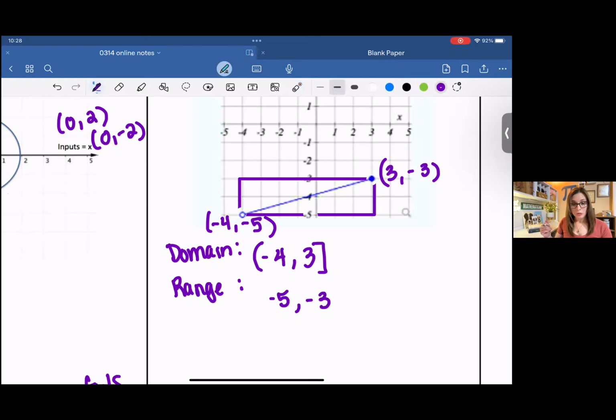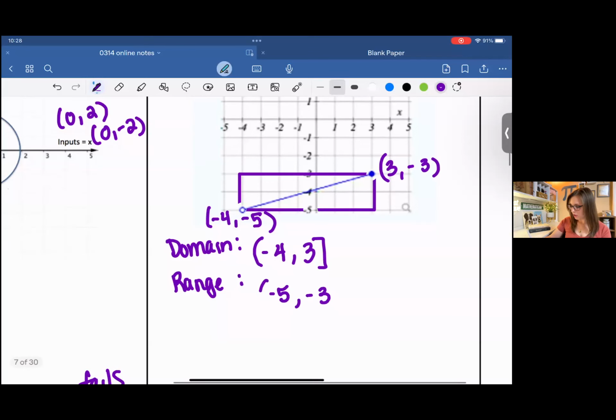I noticed a little mistake on mine. Very sorry. That is a -5, not a -6. I'd drawn through it, so I couldn't see it. So sorry about that. Anyway, change it to a -5. So the lowest possible Y value is -5. The highest possible Y value is -3. And then at -5, we have an open circle. And at -3, we have a closed circle. And that's all you have to do.